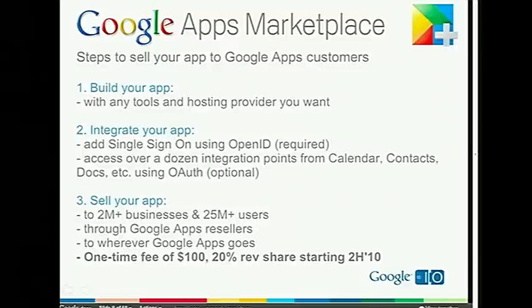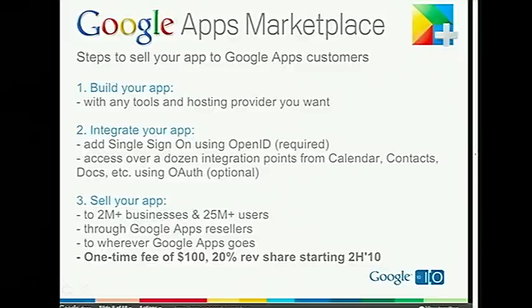The next step is integrate your application with Google Apps, where the minimum point of integration here is the single sign-on via OpenID. We want to make sure that our customers have a real seamless flow to get into your application and get using it without having to create another username and password. But there are all sorts of other different integration points that are available for you as developers to offer greater value to your customers. You can integrate with Docs, you can integrate with Calendar, Contacts, all sorts of things. And we're going to be talking about some of those in the remaining part of this presentation.